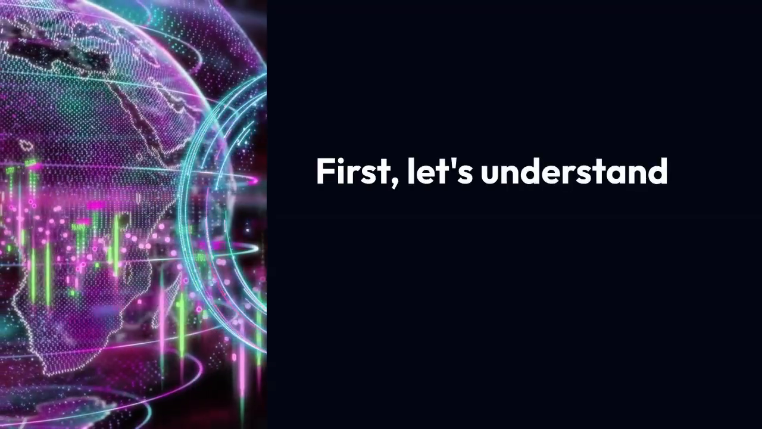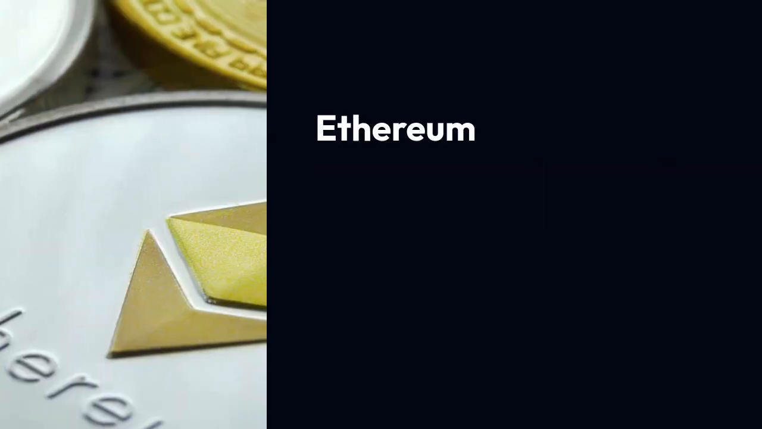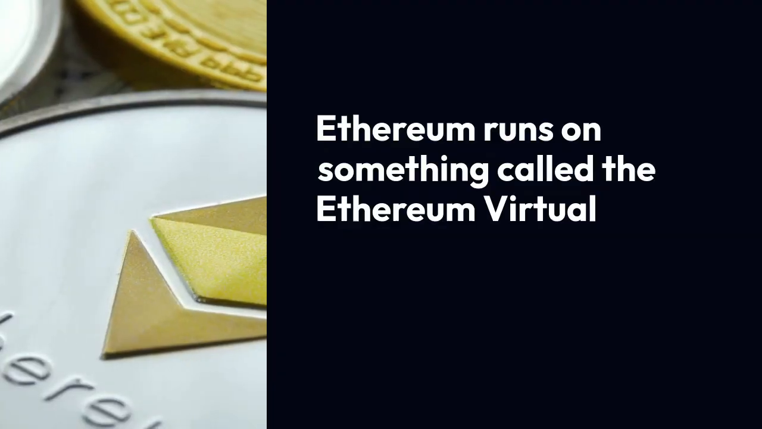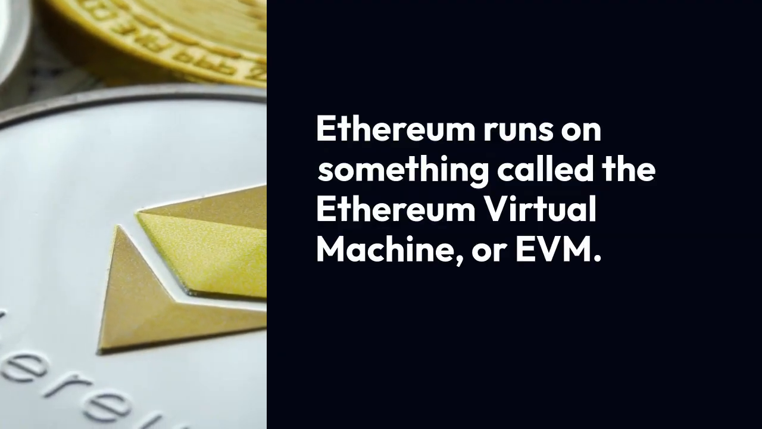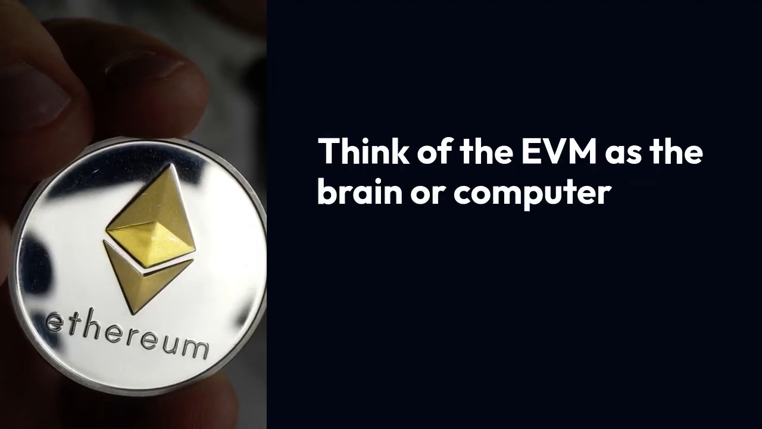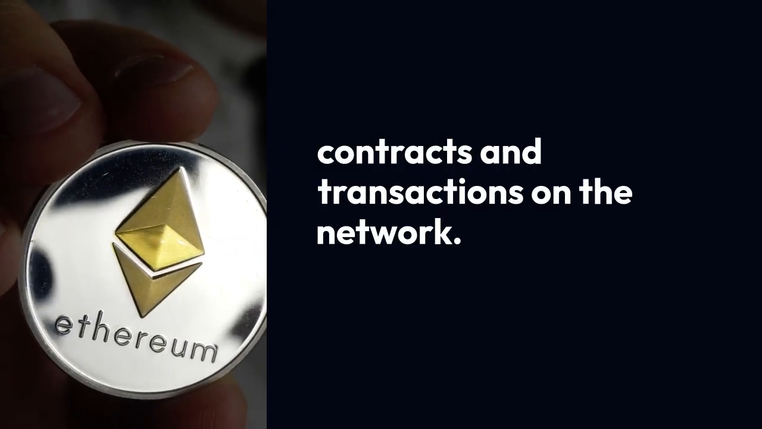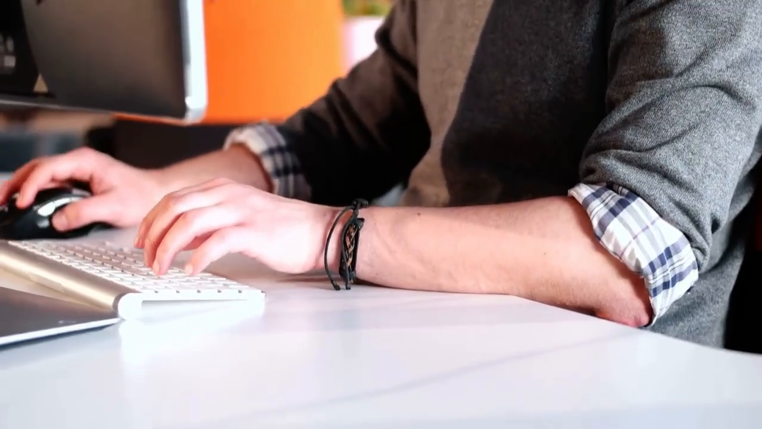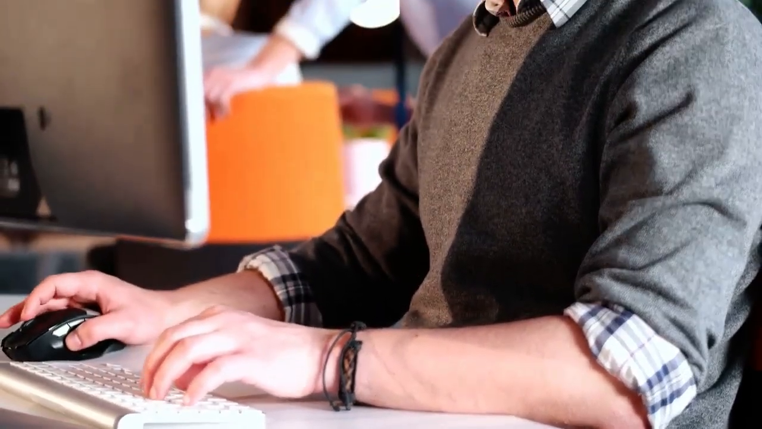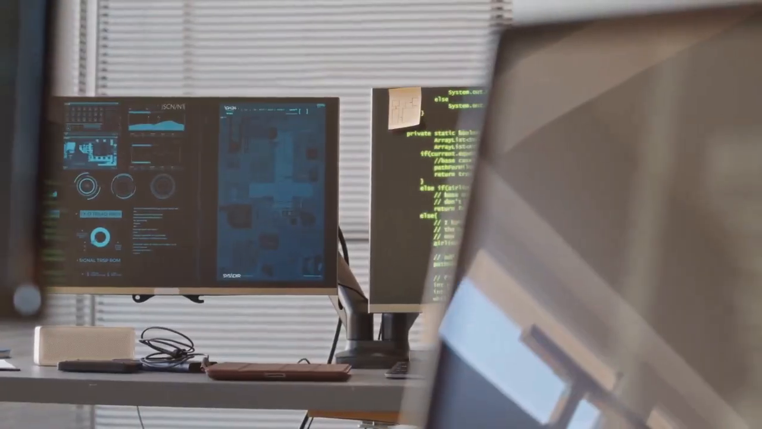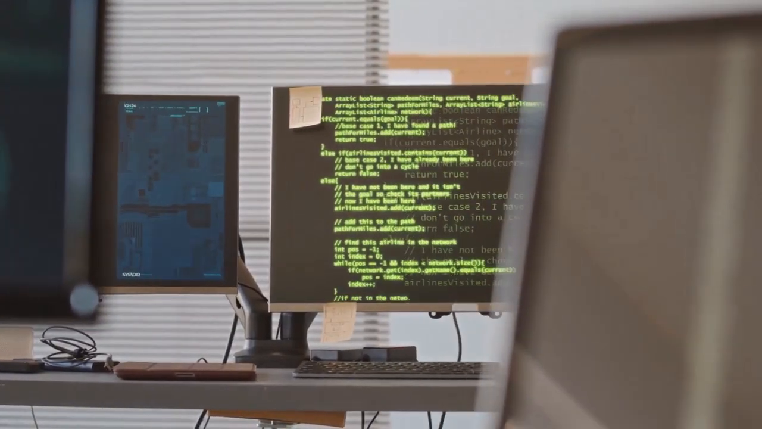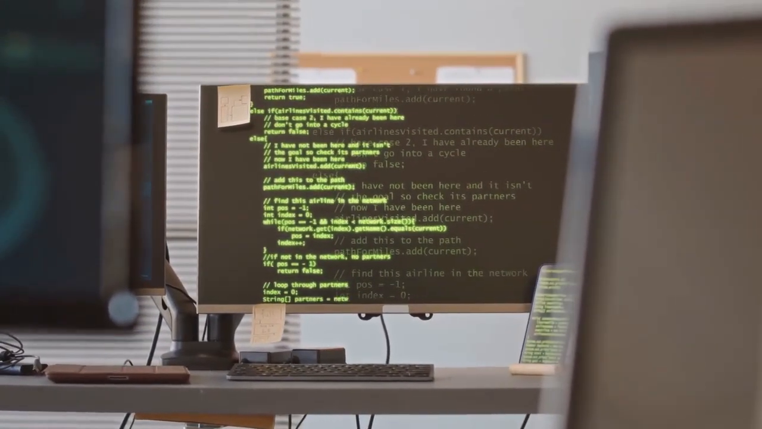First, let's understand some basics. Ethereum runs on something called the Ethereum Virtual Machine, or EVM. Think of the EVM as the brain or computer that executes all smart contracts and transactions on the network. When you write a smart contract in a language like Solidity, it gets compiled into bytecode. This bytecode is a series of low-level instructions that the EVM can understand and execute.